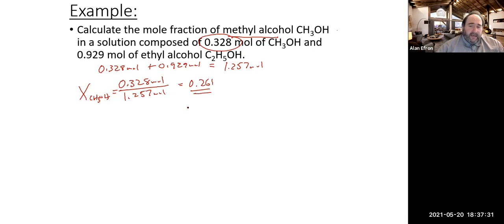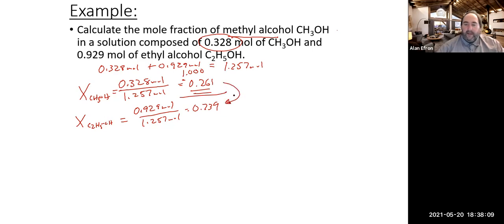And again, in this case, because there's only ethanol and methanol present, you could do the same thing for ethanol by taking 0.929 moles divided by 1.257, which gets us 0.7739. You also could get that by just subtracting from 1, again because 1 basically represents 100%. So we did see mole fraction when we talked about partial pressures, and it's the same mole fraction as before. Any questions on that one?